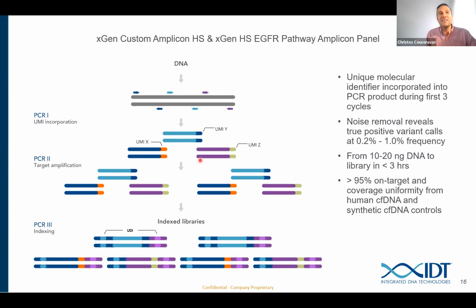So in this case, we can add 1 more PCR of 3 PCR cycles in order to do the UMI incorporation. And then we continue as previously with 1 multiplex PCR to amplify our target. And then, of course, an indexing PCR in order to add our barcoding. And as I said, this can be also requested as a custom panel.